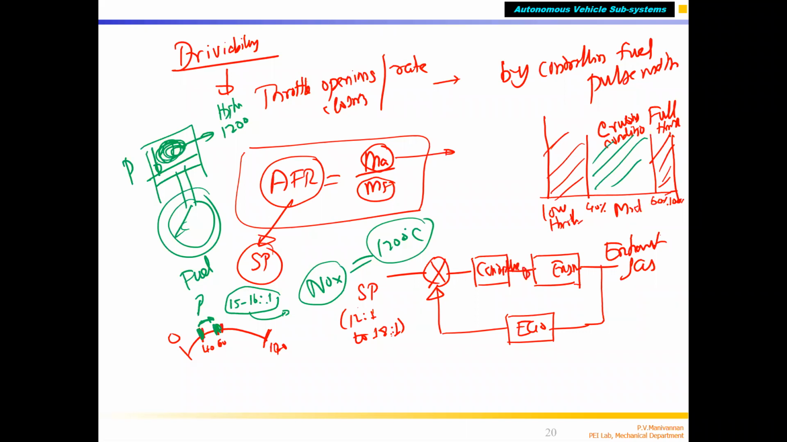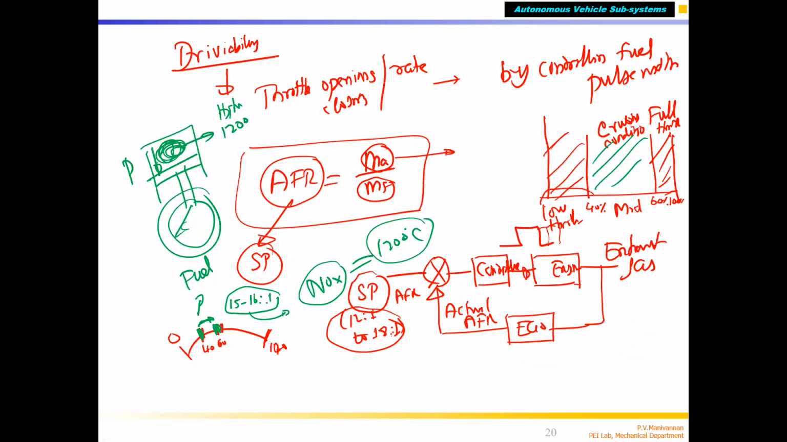Controller gives the injection pulse width, correct? It varies the pulse width depending upon the set point, correct? Set point. This is the actual air fuel ratio, actual AFR. This is the set AFR, correct? But this set air fuel ratio is not constant. That's what I want to say. The set air fuel ratio in a vehicle is not constant. That depends upon which throttle condition you are operating.